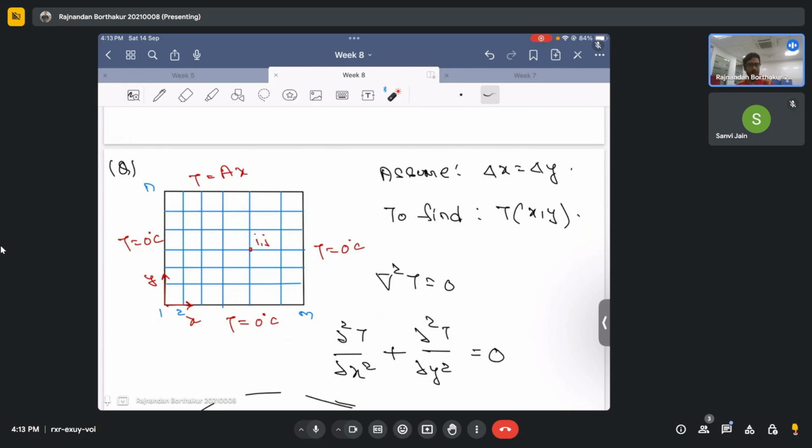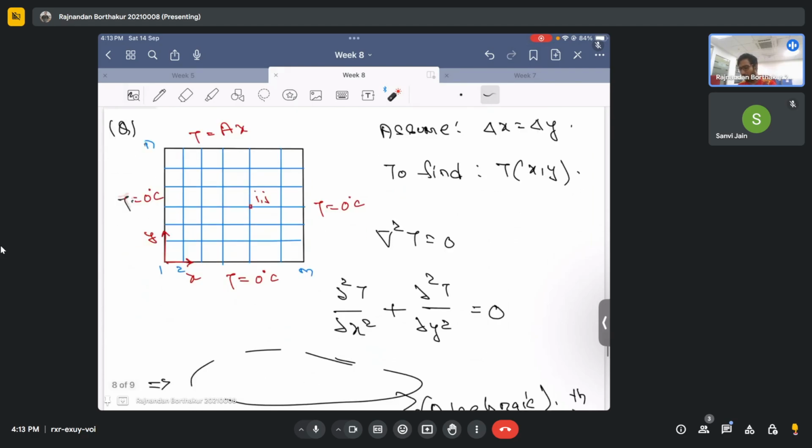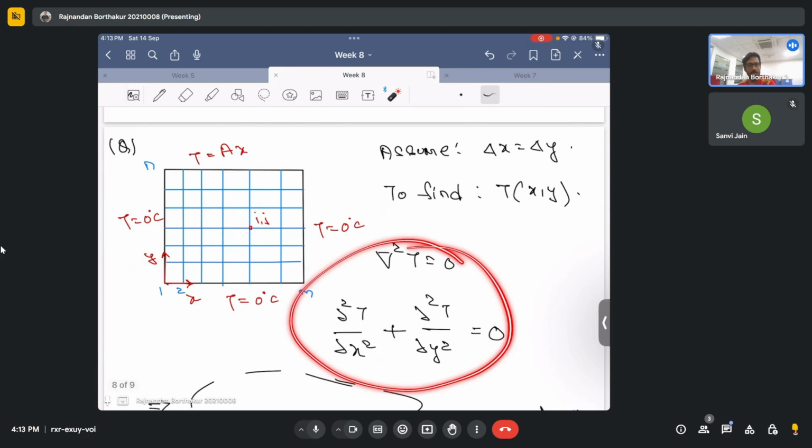Now, as I said, I would suggest that you solve this at your home. So this is a homework for you. We have already solved this using the method of separation of variables. What I would suggest now is to try to solve this using a numerical method.